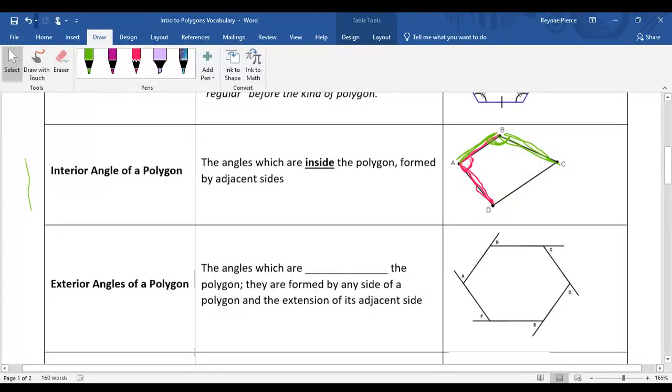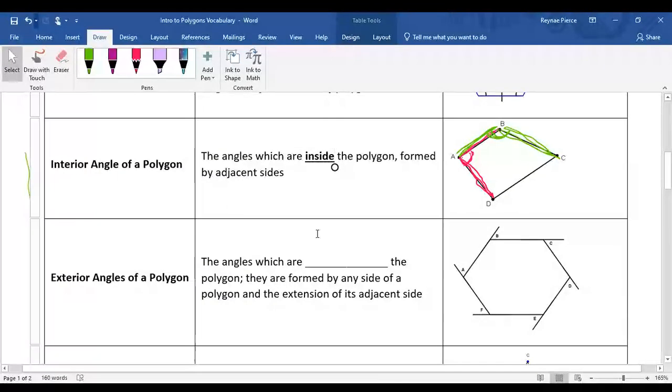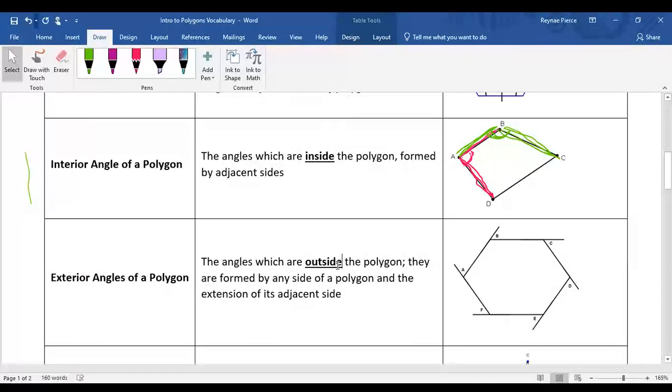Exterior angles, though, think about the exterior of your house, they are on the outside of the polygon. Okay, they are formed by one side and the extension of an adjacent side. Okay, what that means is, let's say I pick this side of this hexagon here. Okay, so this side and then the extension of an adjacent side here, angle D is an exterior angle of a polygon.